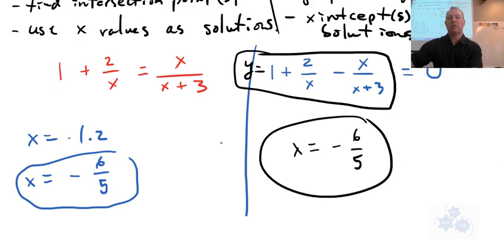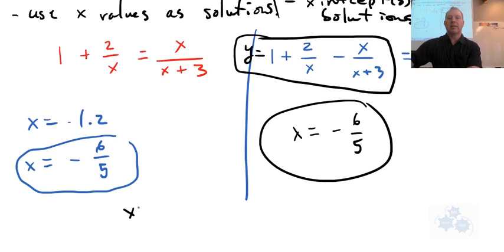Yeah, okay, so let's finish that off. So x cannot equal 0 and cannot equal negative 3. If these were one of our solutions, we would have to reject them. The only solution we have is negative 1.2, so that's not one of our restricted values. So we want to make sure that our answers are not restricted values.